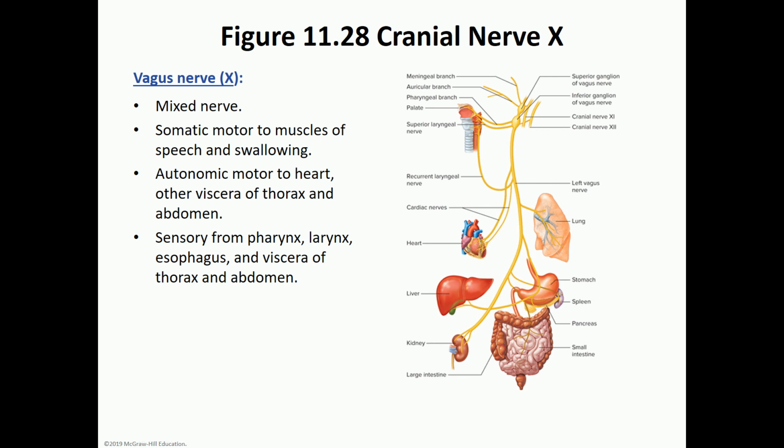Okay, so it is a mixed nerve. Not only does it have somatic motor muscle fibers for speech and swallowing. So again, if anybody has speech difficulties or swallowing difficulties, one of the nerves that you would want to evaluate as well would be your vagus nerve. It also carries autonomic and sensory information from the thoracic and the abdominal viscera.